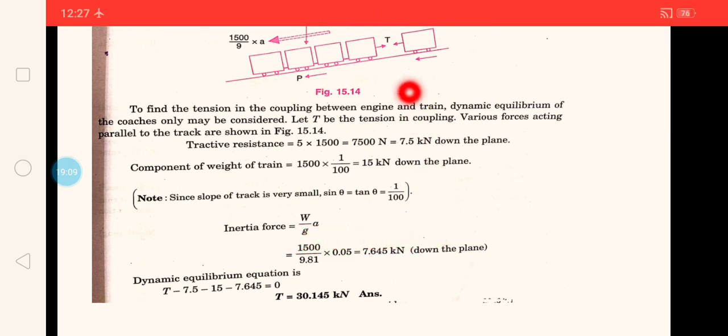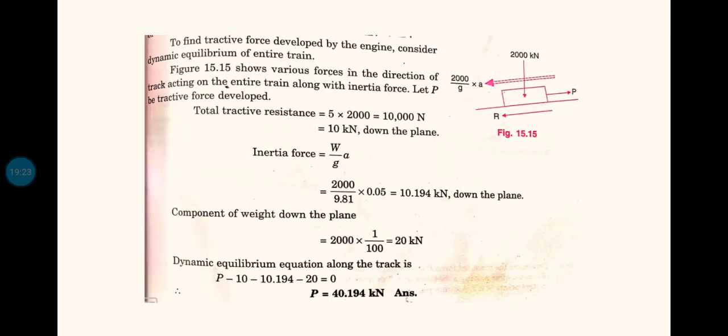You can get the value of T, or the tension in that connecting body coupling, T equal to 30.145 kilonewton. That is the answer. Now one more part we have to find out is the tractive force developed by the engine. How much power actually the engine has to provide in order to pull all these bogies. That is our second part.